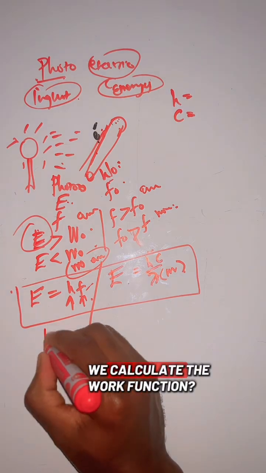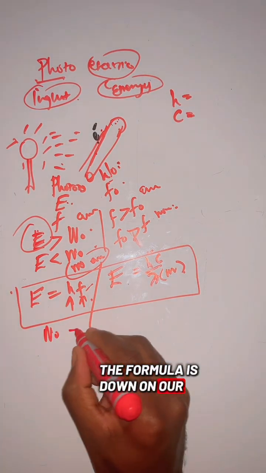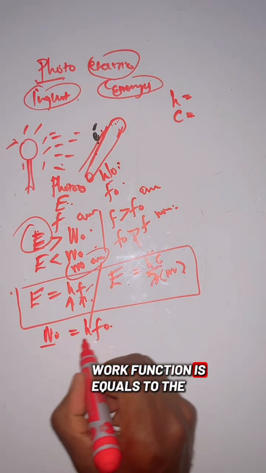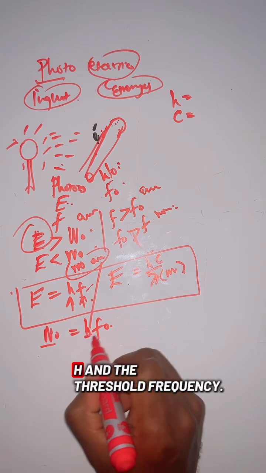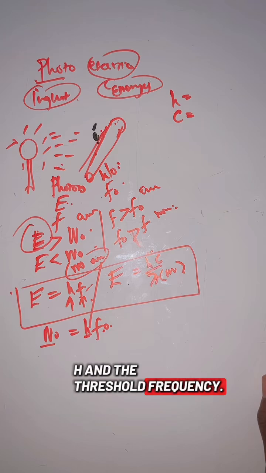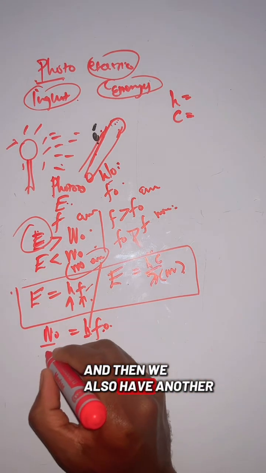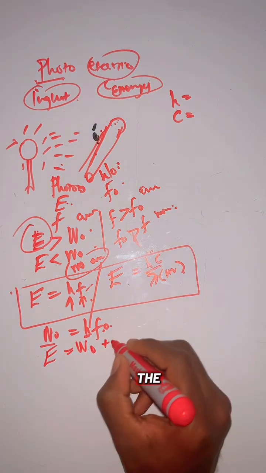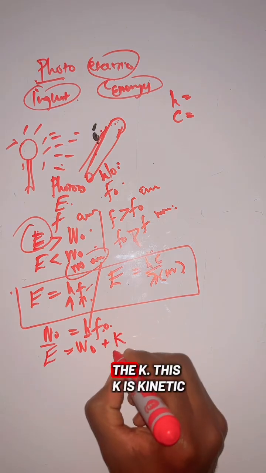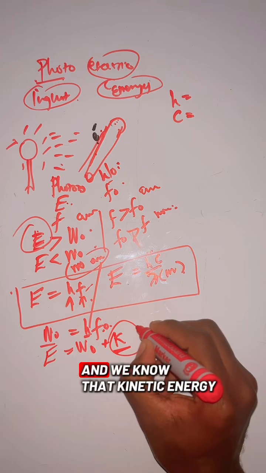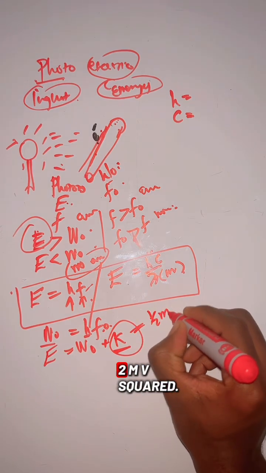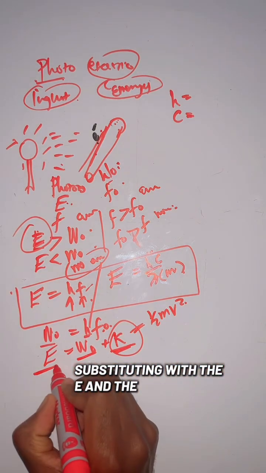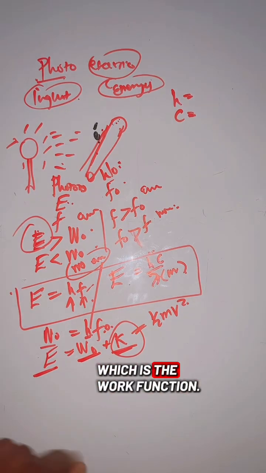So how do we calculate the work function? The formula is on our formula sheet. We have h and the threshold frequency: work function W0 = h f0. We also have another formula to calculate the kinetic energy, K. Kinetic energy is the same as 1 over 2 mv squared. We can calculate it by substituting with E and W0, which is the work function.